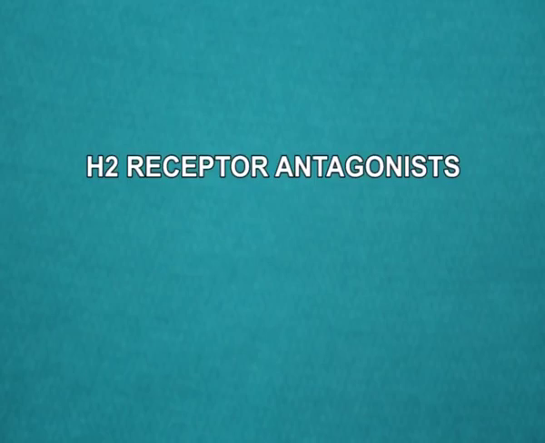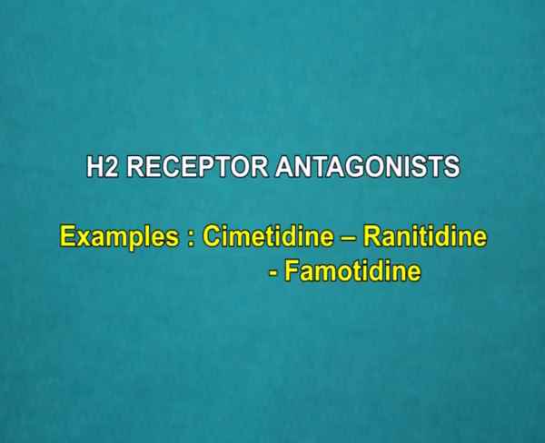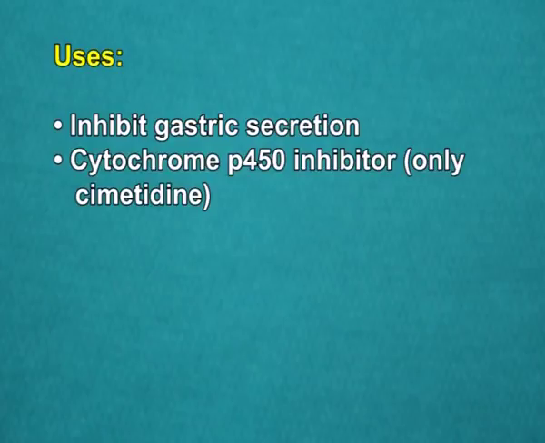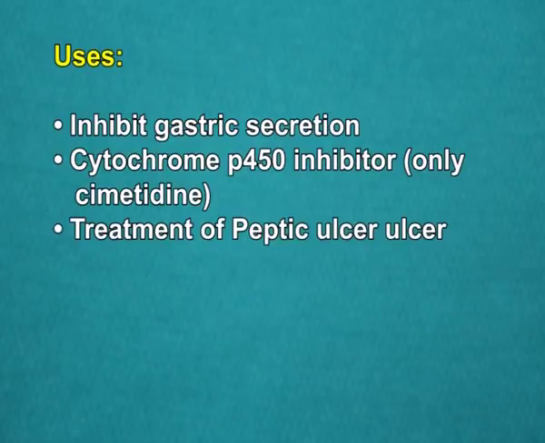Now we are discussing the H2 receptor antagonists. Examples are cimetidine, ranitidine and famotidine. This is a very interesting category as far as acid secretion is concerned. Uses: inhibit gastric secretions, treatment of peptic ulcer. Cytochrome P450 inhibition is caused only by cimetidine.